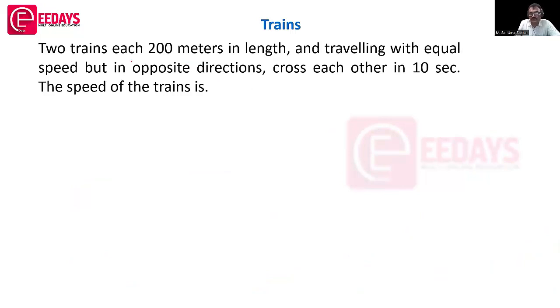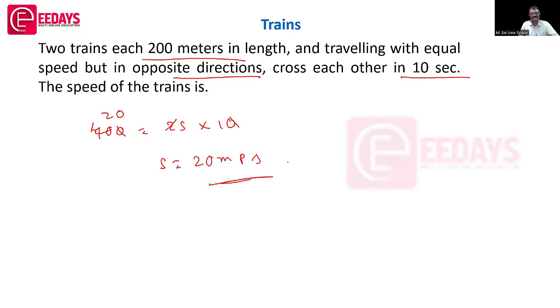Next, 2 trains each 200 meters in length, traveling with equal speeds but in opposite directions, cross each other in 10 seconds. The speed of the train is. Same, 2 trains each 200 meters in length, so 400 is equal to speed times time, traveling in opposite directions, crossing each other in 10 seconds. Equal length, equal speed, so the 2s cancel. And this is equal to 20. What is the speed? 20 meters per second. That is the answer.